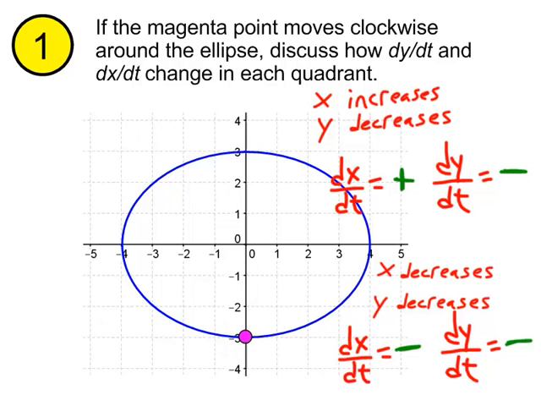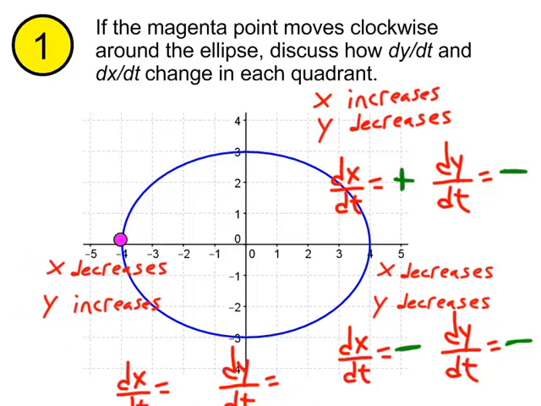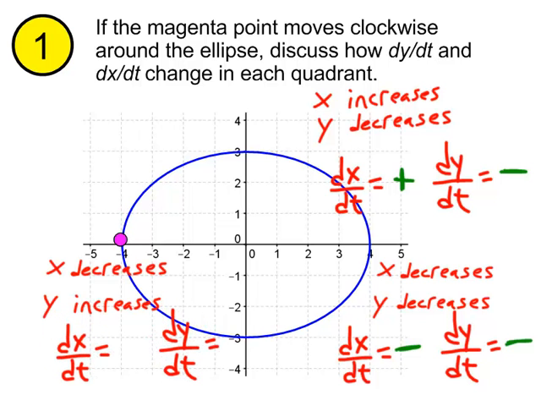I certainly welcome you to pause the video and complete the last 2 quadrants on your own just to test yourself, make sure you got the idea. I'm going to do them here real quickly. As we go through the third quadrant, we see that x is still decreasing as it was in the last quadrant, but now y is increasing. y is on the upswing here. So x was decreasing and y was increasing. That means dx over dt is negative, and dy over dt is positive.